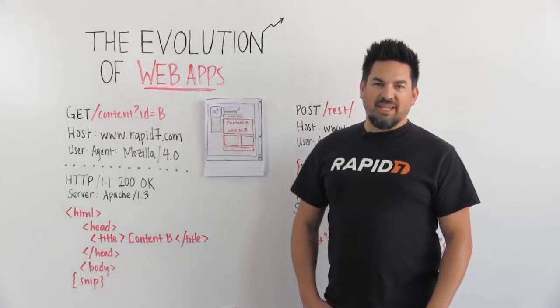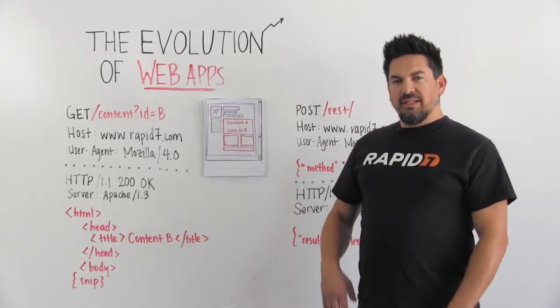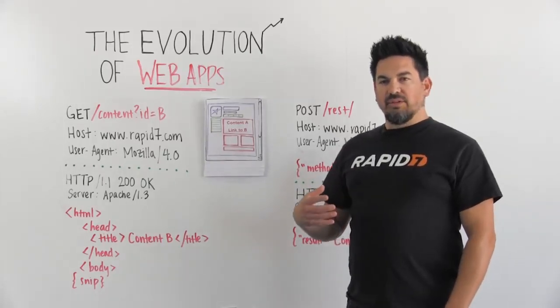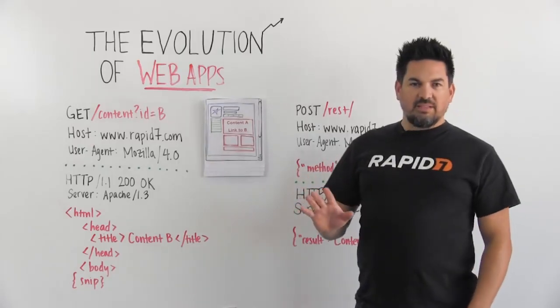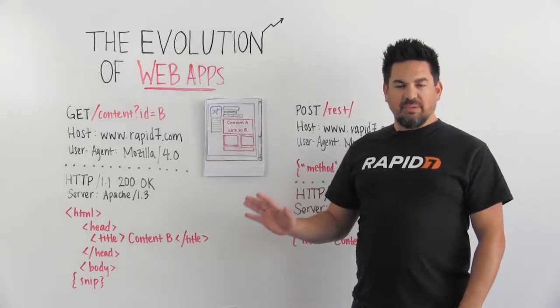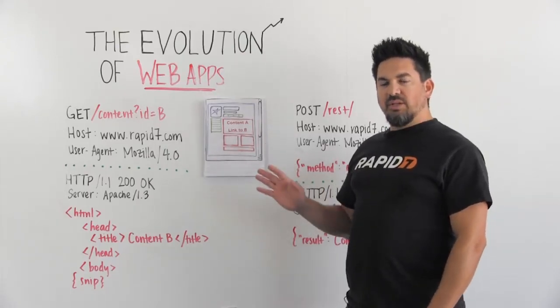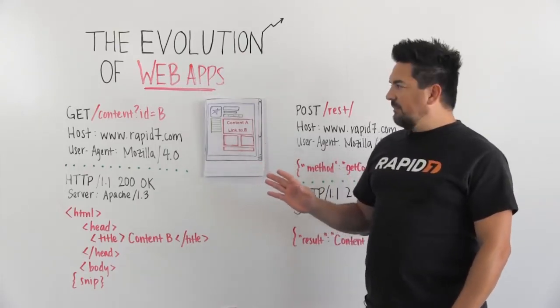Today I'm going to be talking about the evolution of web apps. The web has been changing dynamically and drastically for a number of years, but I want you to be able to visualize how some of these changes are really taking place so that you can understand what your applications look like behind the scenes and what you need to do to be able to test them properly.